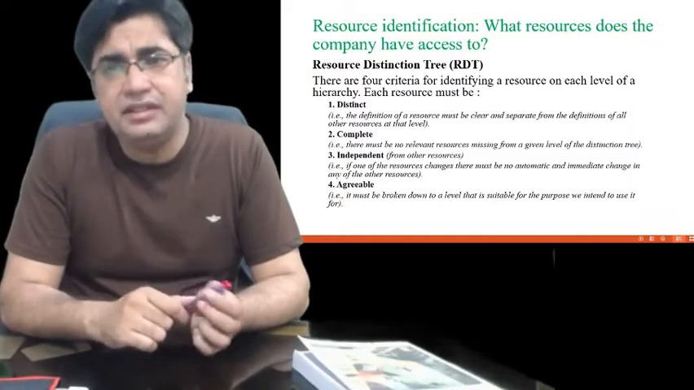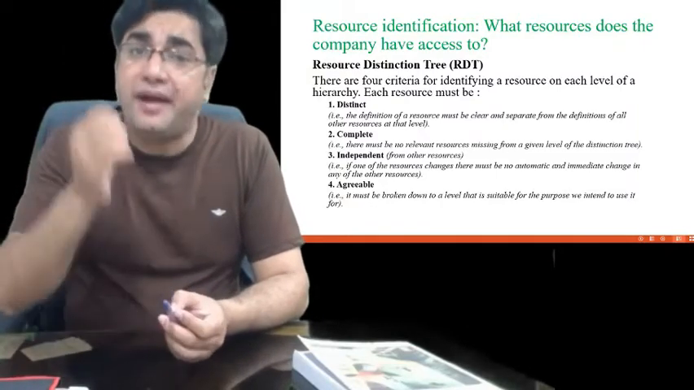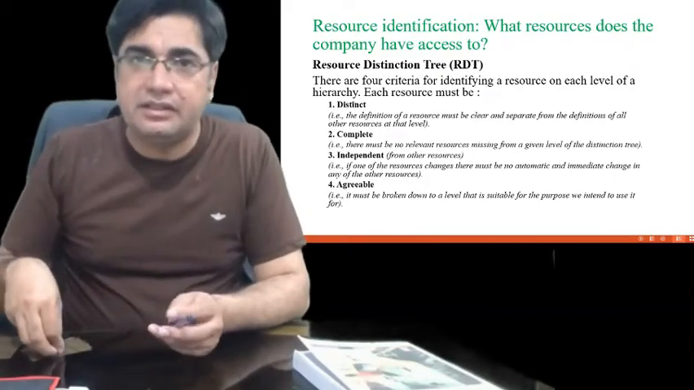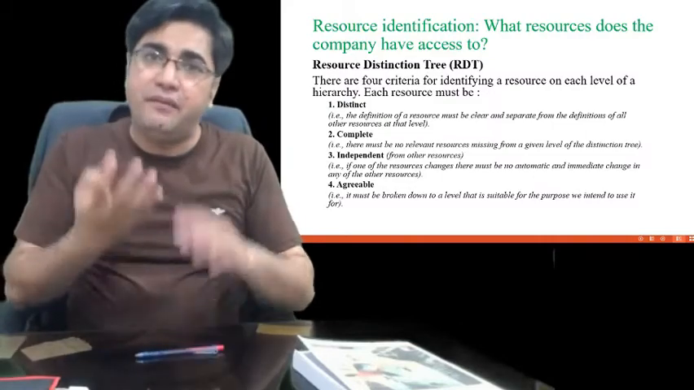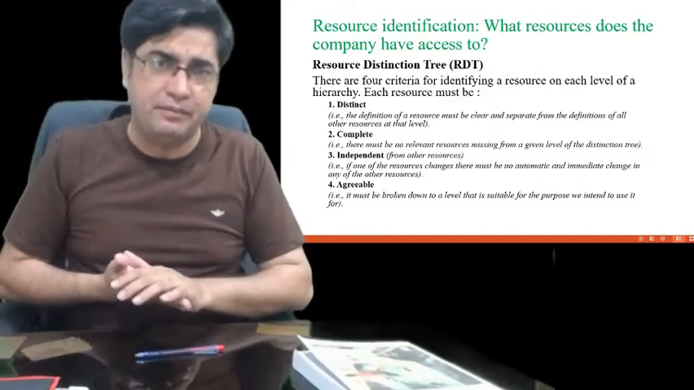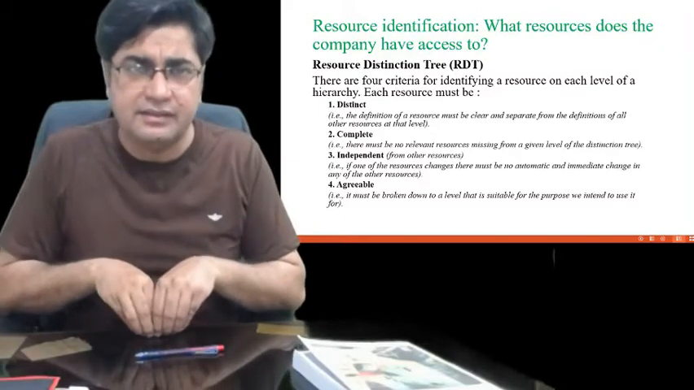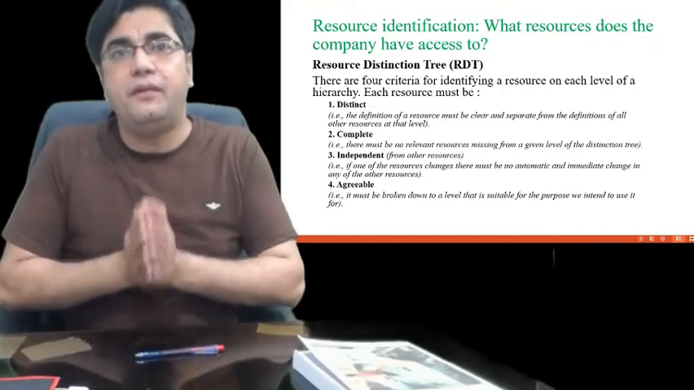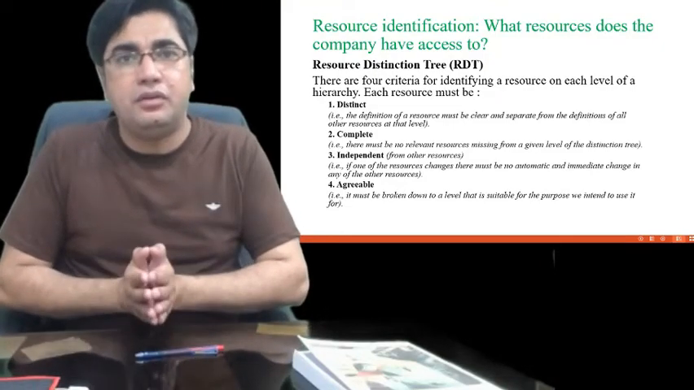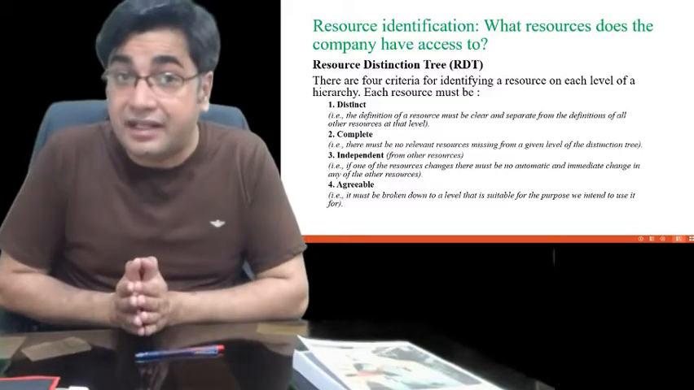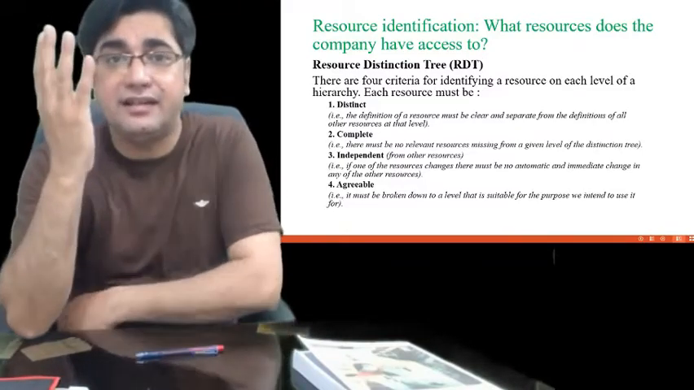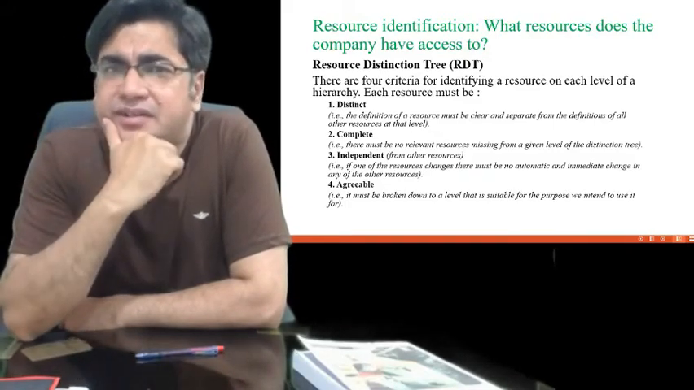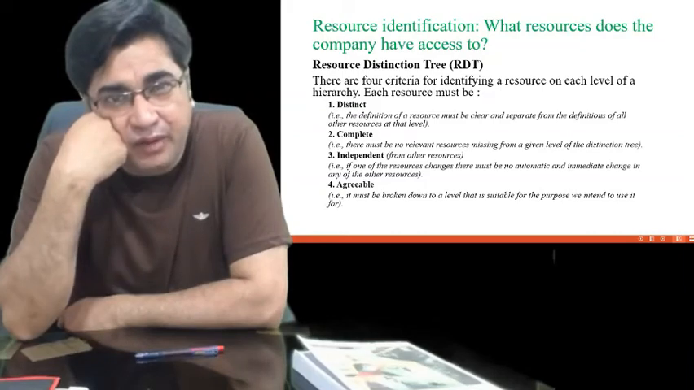Now the resource decision tree says that if you want to identify something as a resource of an organization, that element should have 4 characteristics or 4 capabilities. It means that if I am in my organization and I want to see what is a resource for my organization, and I categorize that thing as a resource, that thing should have 4 elements.